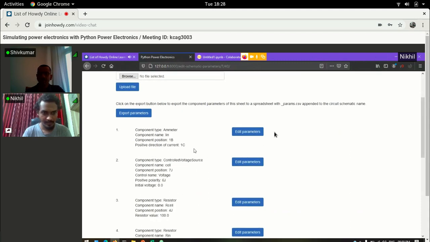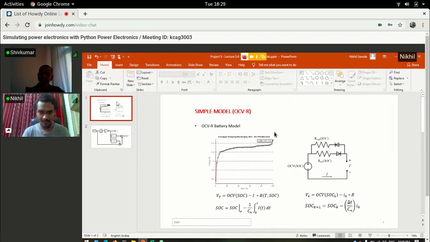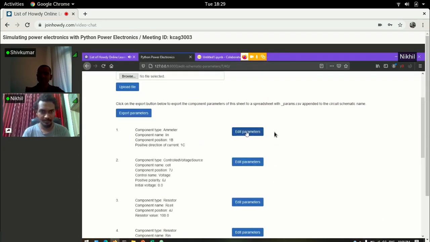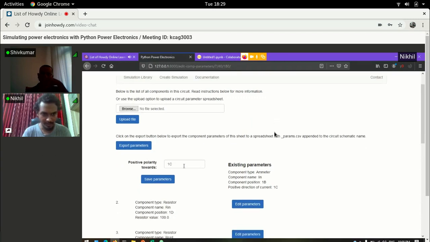So, yeah, the current direction. Now here, if you want the current direction to be the same as your model, I would say reverse this. Because if the current is entering the cell, then it is charging the cell, right? Whereas the positive direction of current with respect to the cell is when the current leaves the cell. If you look at your PPT slide, I would say just reverse the ammeter direction. 1A we have to say. Yep.